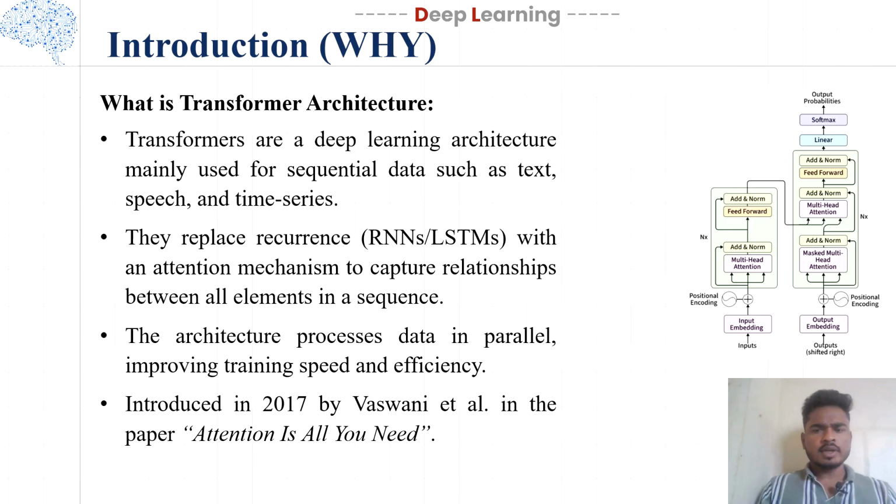Here is the introduction part of Transformer Architecture. Transformers are deep learning architectures mainly used for sequential data such as text, speech, and time series. They replace recurrence, RNNs, and LSTMs with the attention mechanism to capture relationships between the elements in sequences. The old RNNs and LSTMs are replaceable by the transformer architecture. The architecture processes data in parallel, improving training speed and efficiency.